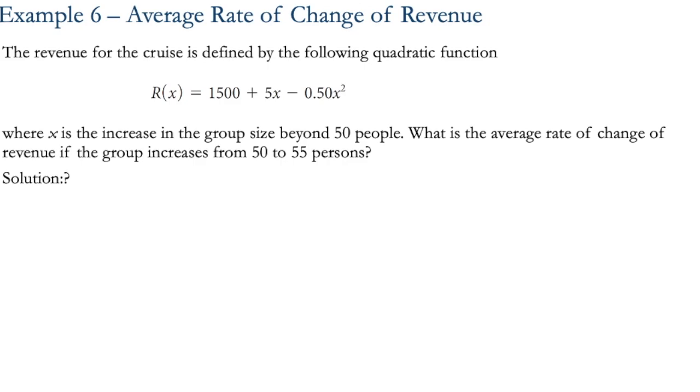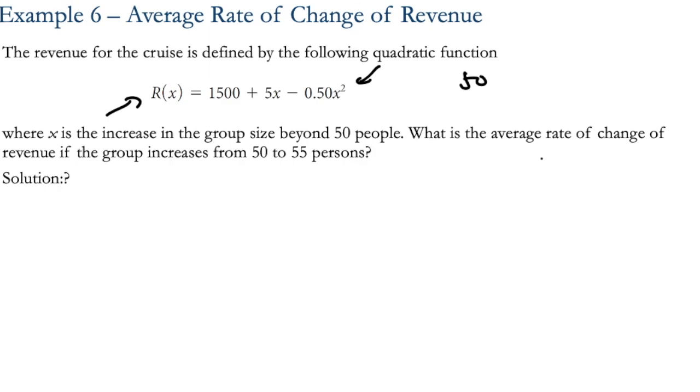Okay, we have example 6 from the textbook here, the average rate of change of revenue. So the revenue of the cruise is defined by the following quadratic function. So let's say we have a cruise, so it gets many customers, passengers. So it calculates its revenue, and the behavior of its revenue looks like this quadratic function. What is x? x is the increase in the group size beyond 50. So let's say on average group size is 50.